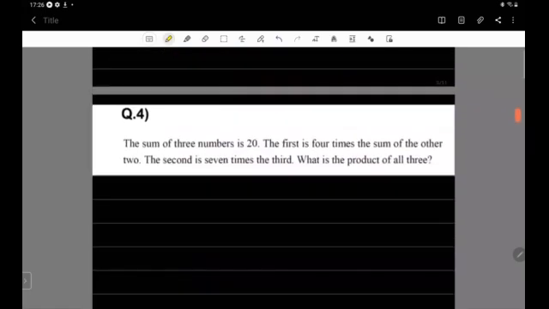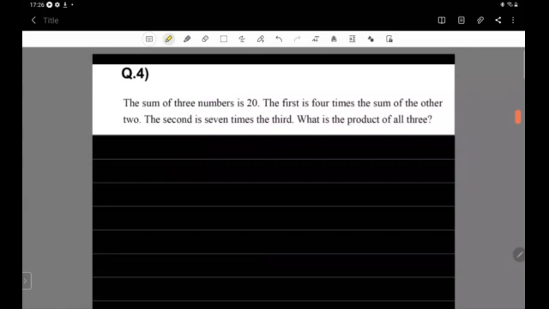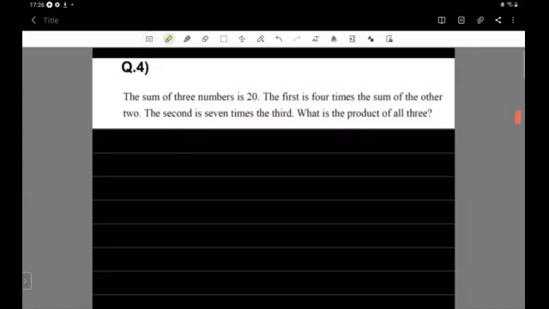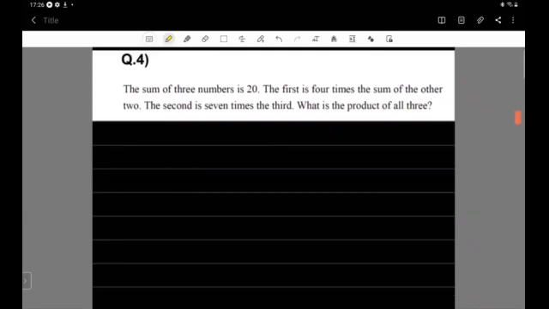Let's move on, and coming to the 4th question. What is the level of this question? You must have seen such questions in 6th or 7th grade. So anyways, let's see how to solve this question.